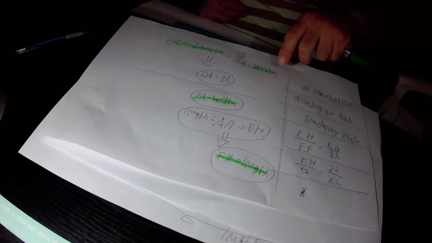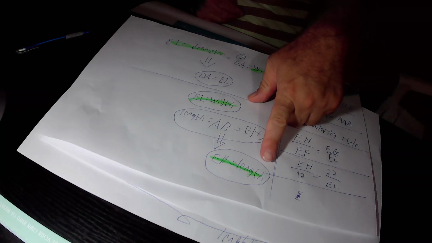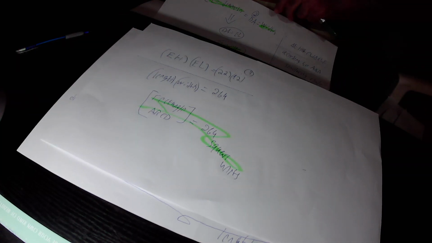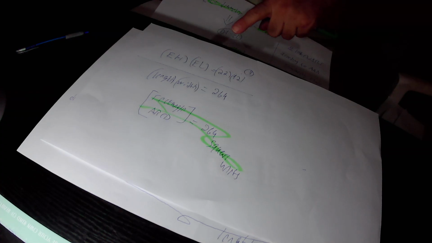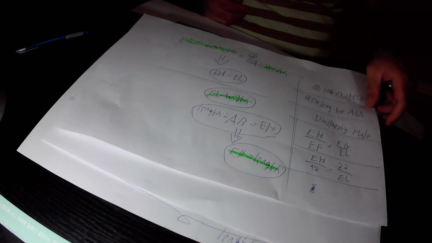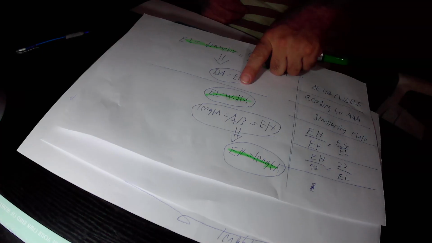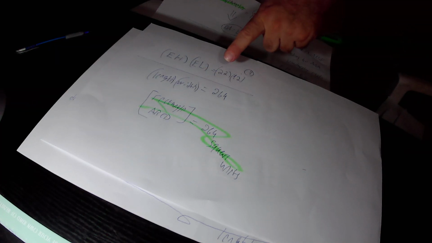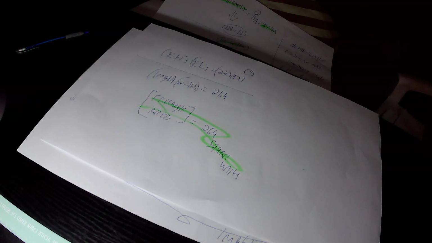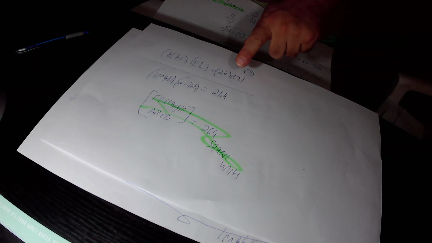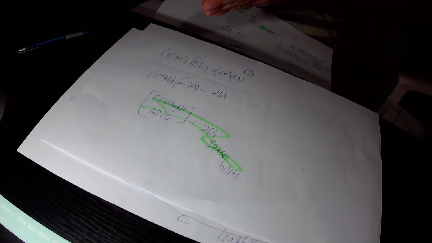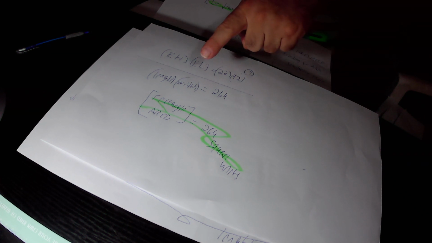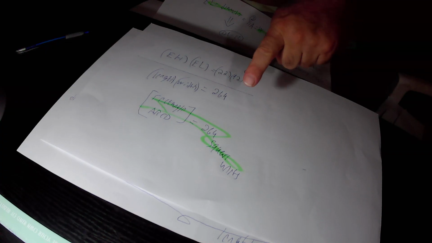We have already found out that EH is the length of rectangle ABCD. So we substitute EH by the length. And EL is the width. So we substitute EL by the width. So in total, the length times the width is equal to 264. The length times the width is the area of rectangle ABCD. So we found out that the area of rectangle ABCD is equal to 264 square units. Okay, thank you very much.